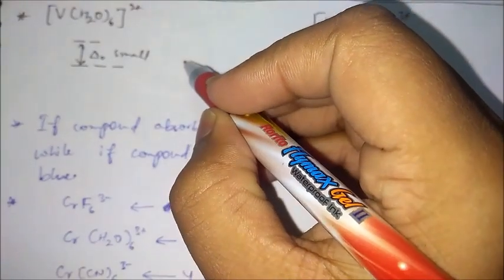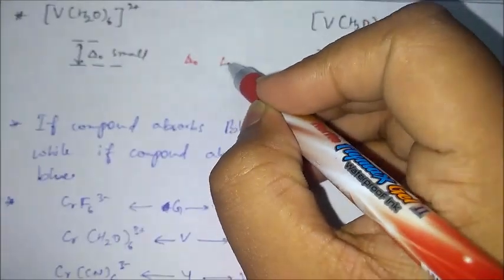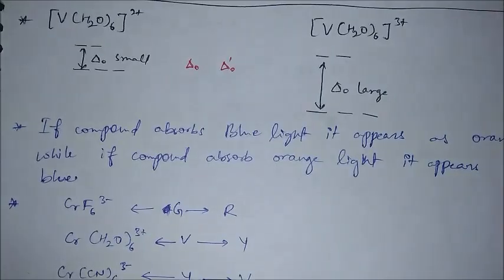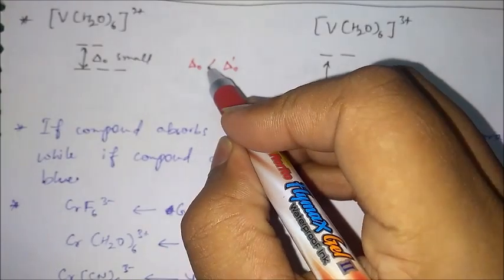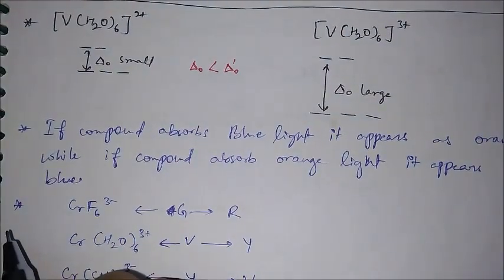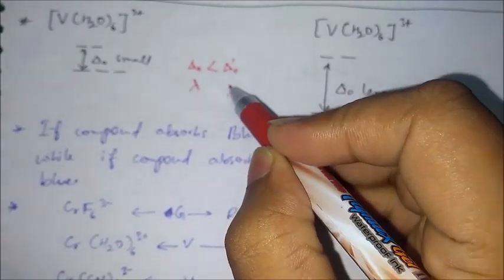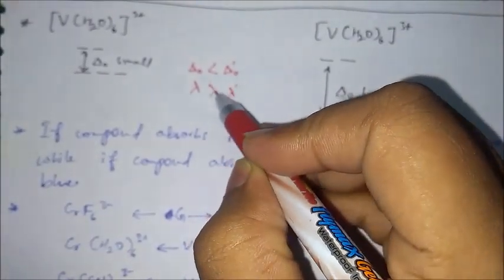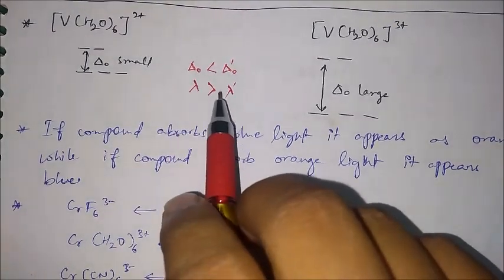So if I represent this one as delta O and this one as delta O dash, then delta O dash is greater than delta O. And if I talk about the wavelengths, then lambda will be greater than lambda dash. That means this will absorb at higher wavelength and this will absorb at lower wavelength.